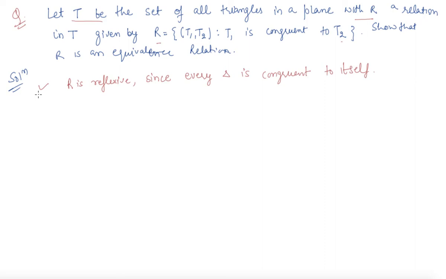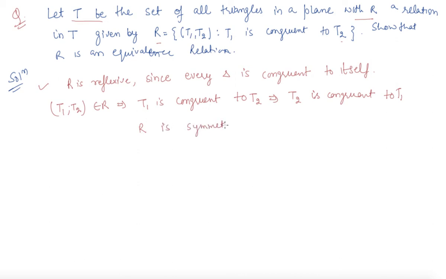So further I can say that (T1, T2) belongs to R, and T1 is congruent to T2 implies T2 is congruent to T1, hence it is symmetric. Hence R is symmetric. Okay, so the second is also done.